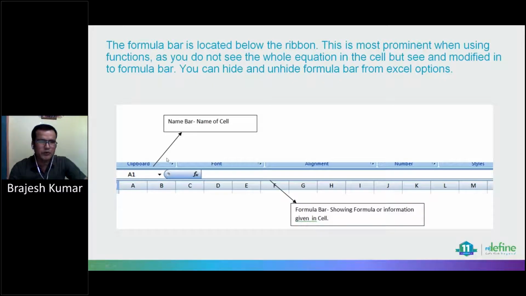Just below the Ribbon, a name box and formula bar are there. The name box displays the position of the cell, where my cursor is in Excel, and the formula bar is basically used to edit our formulas and text which are already written in Excel.